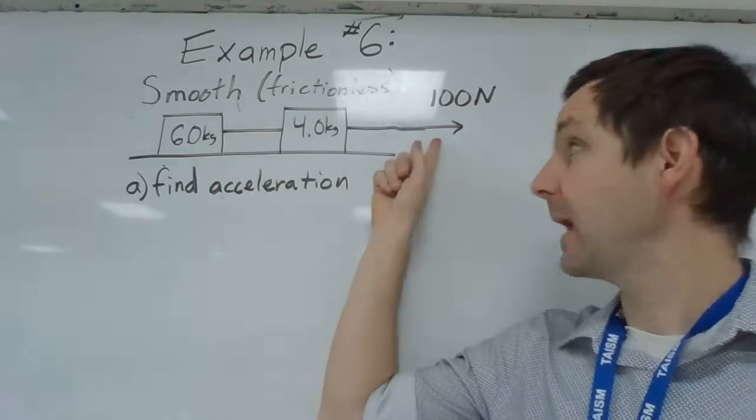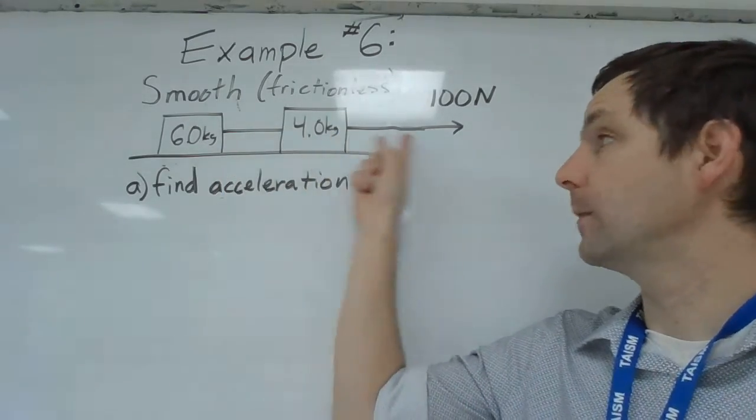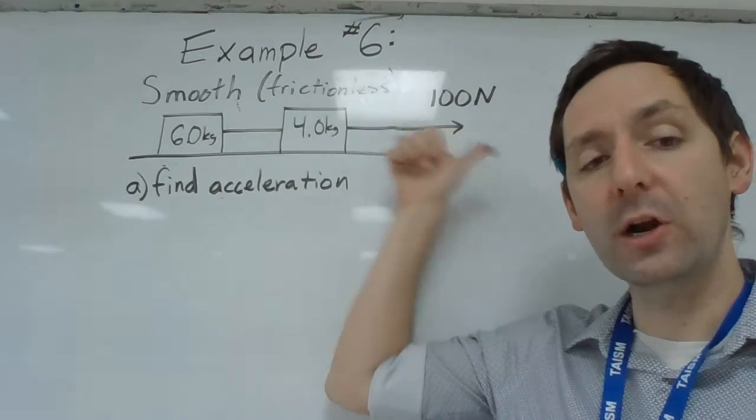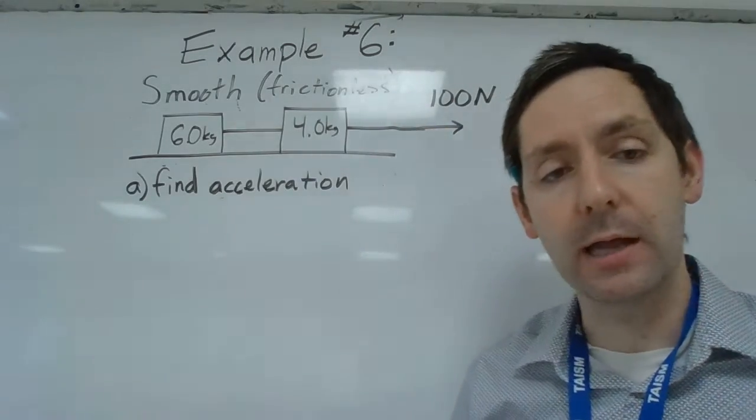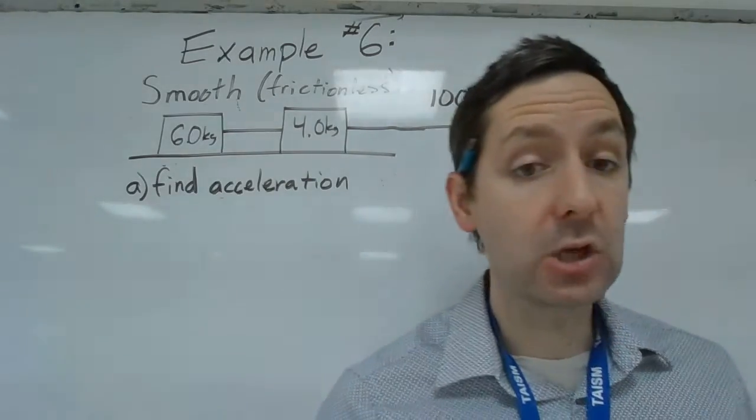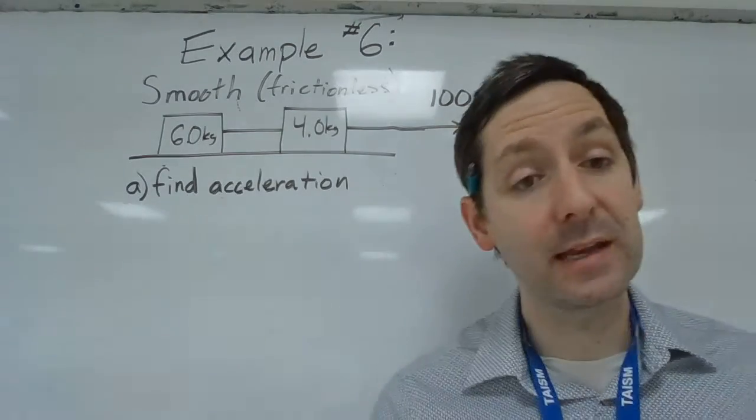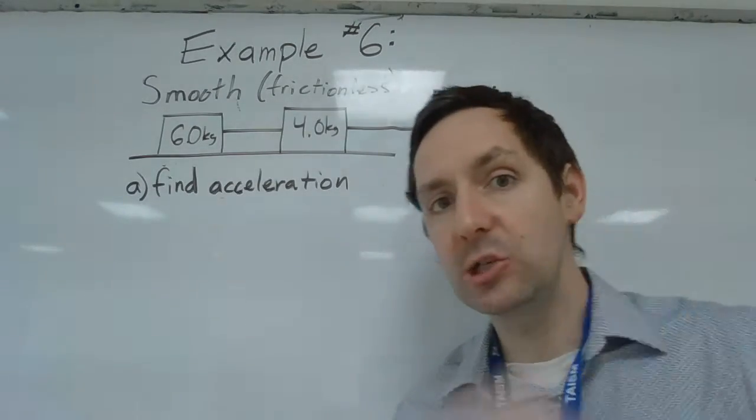And then we've got an extra string that's connected to the floor, which is exerting a 100 Newton force in that direction, over to the right. So we're going to hopefully find the acceleration here. Now I'm going to work this in two different ways.